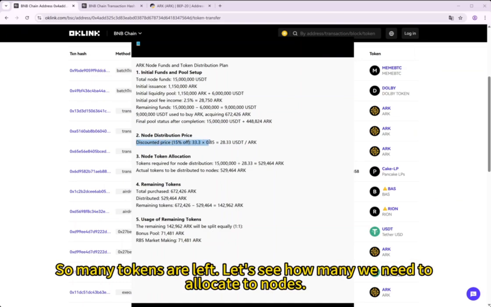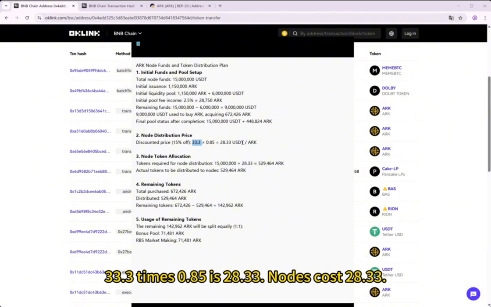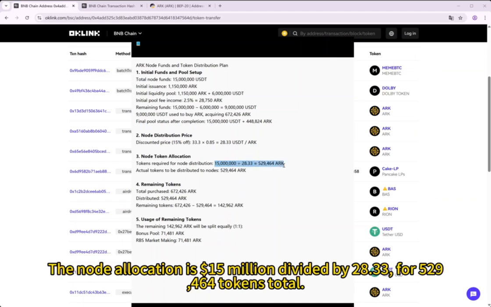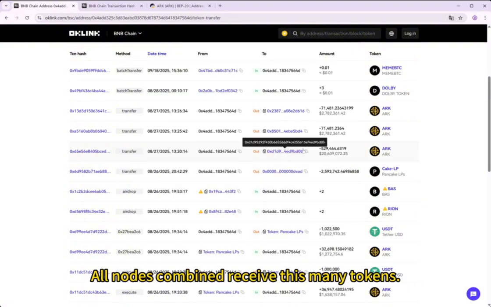Let's see how many we need to allocate to nodes. The node allocation is set at 8.5% of the initial launch price. 33.3 times 0.85 is 28.33. Nodes cost 28.33. The node allocation is $15 million divided by 28.33 for 529,464 tokens total. All nodes combined receive this many tokens.